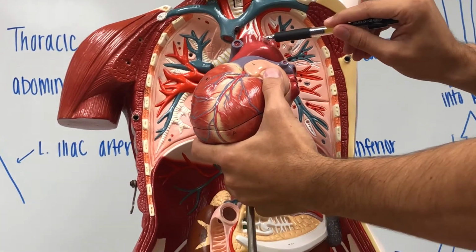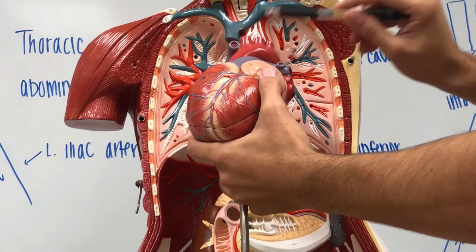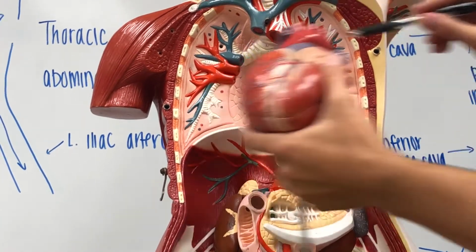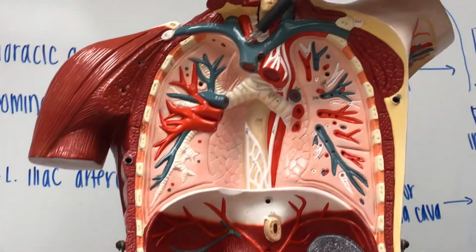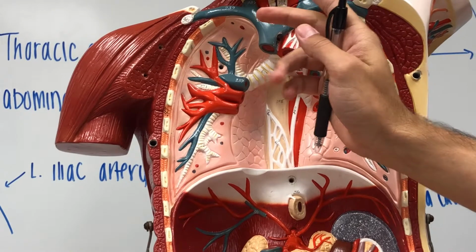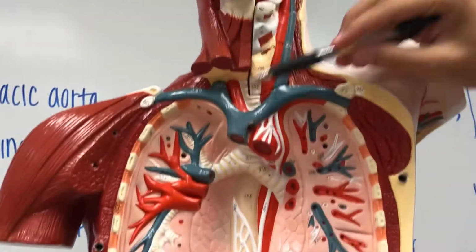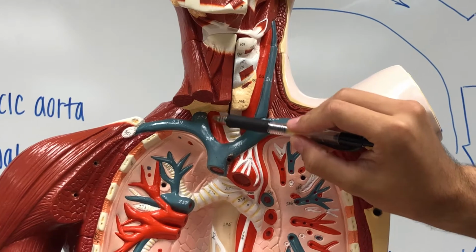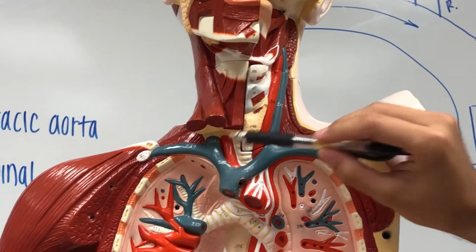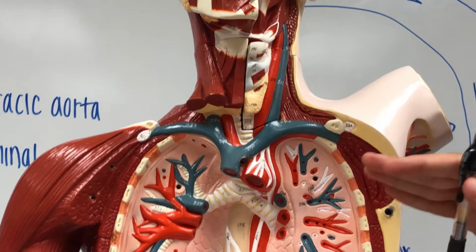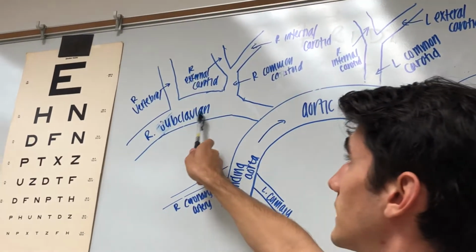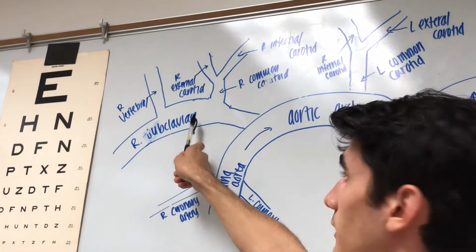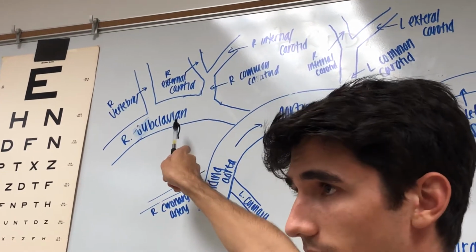What's the next thing that's going to break off here? Left common carotid. Next thing? Left subclavian. Okay, so we have the brachiocephalic trunk, which broke off. The brachiocephalic trunk is going to split upwards into this vessel. What do we call this vessel here? Yes, this is the right common carotid. So brachiocephalic will split into right common carotid, and then it is going to continue, no longer brachiocephalic. It will be called right subclavian.